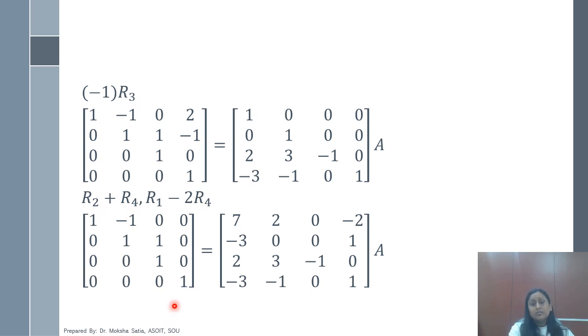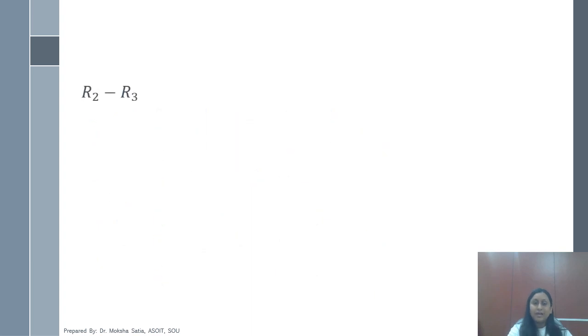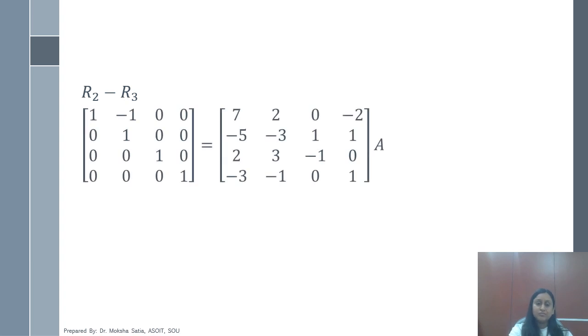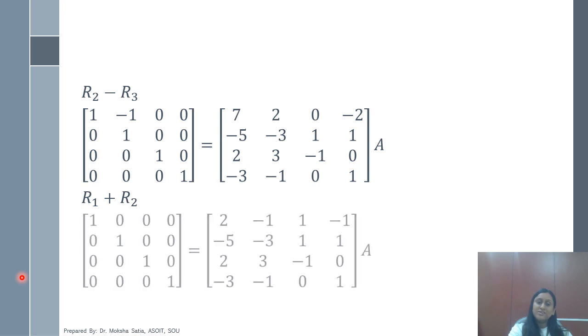Now focusing on this leading one, we need to change this one to a 0, and that's why we have this operation R2 minus R3, which will change R2 to 0 1 0 0 for the left hand side, and for the right hand side it will change to minus 5, minus 3, 1, 1. Last but not least, the operation will be for this minus 1 to make it a 0. We'll add R1 plus R2, and the resultant R1 will be 1 0 0 0, and for the right hand side 2 minus 1 1 minus 1.